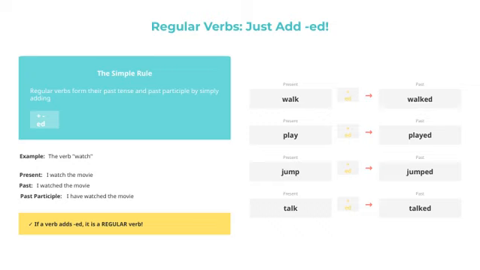Let's look at some more examples. For walk, the past tense is walked. For play, it becomes played. And for jump, it's jumped. Lastly, with talk, the past form is talked. This rule makes forming past tense and past participle quite straightforward for regular verbs, and it's a great foundation for understanding verb forms in English.